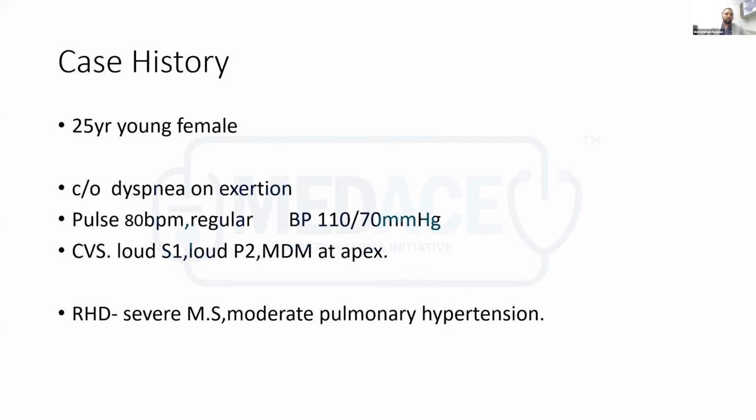This is a young lady of 25 years of age. She presented at our center with a history of dyspnea on exertion. Her pulse was 80 beats per minute, regular, and her blood pressure was 110 by 70 millimeters of mercury. On auscultation of the precordium, the first heart sound was loud, and the pulmonic component of the second heart sound was also loud. There was a mid-diastolic murmur audible at the apex. So she was diagnosed as a case of severe mitral stenosis and moderate pulmonary hypertension due to rheumatic heart disease.